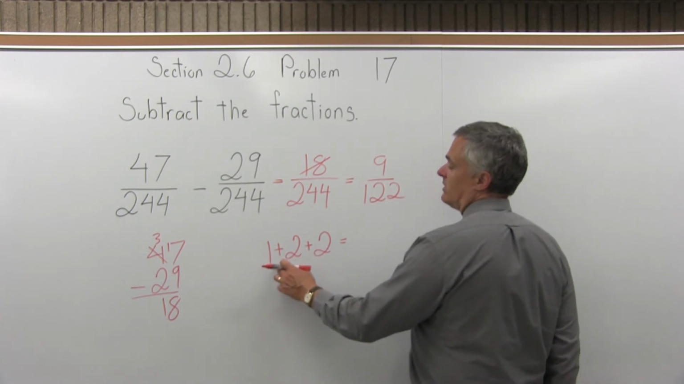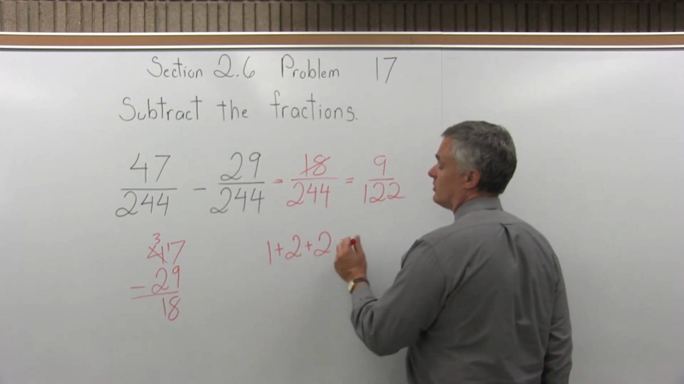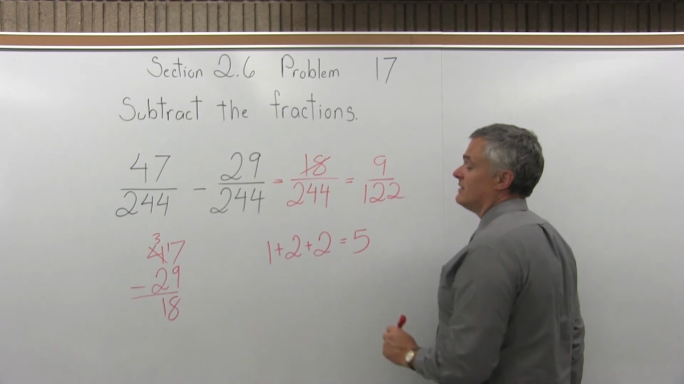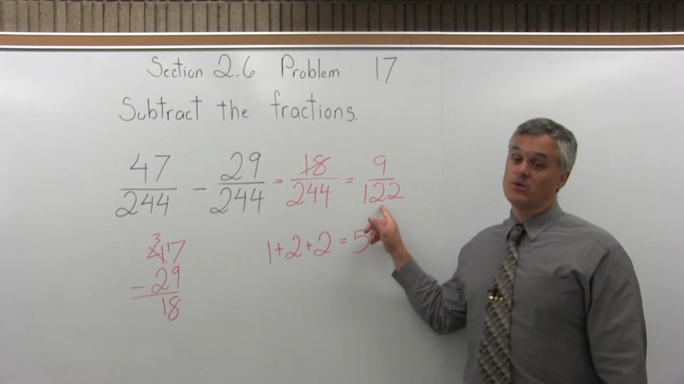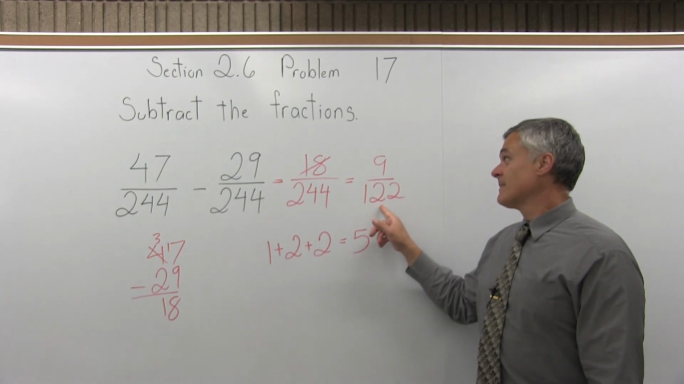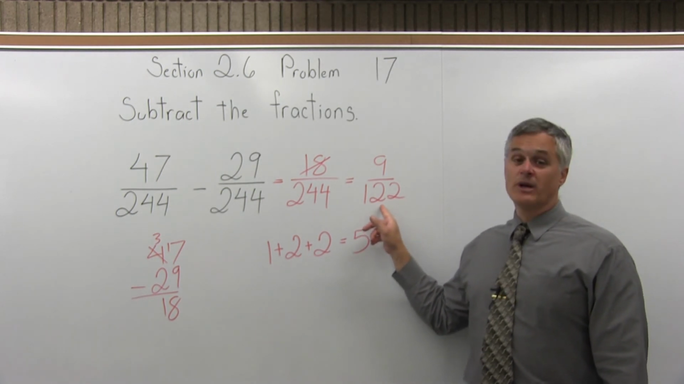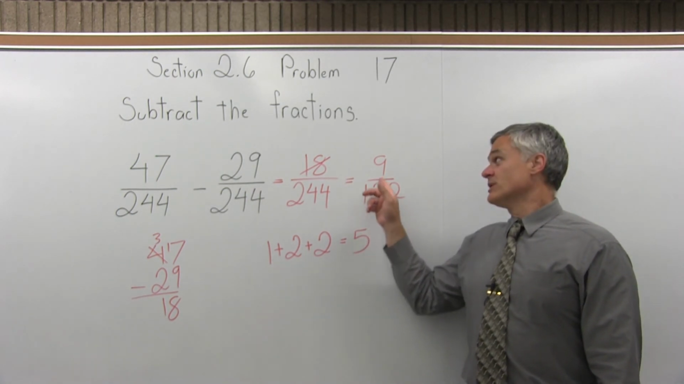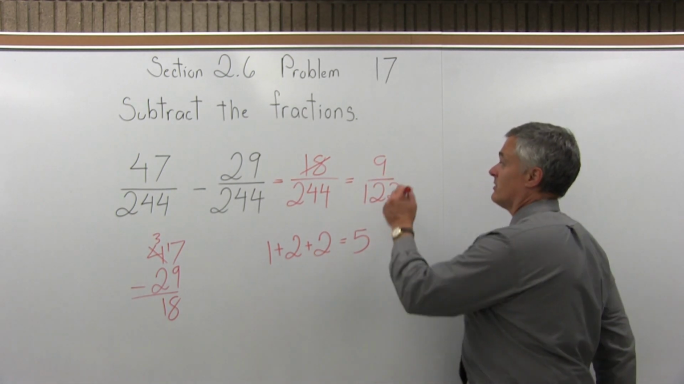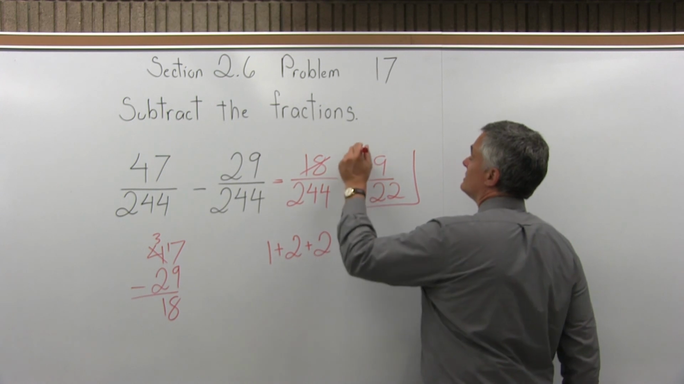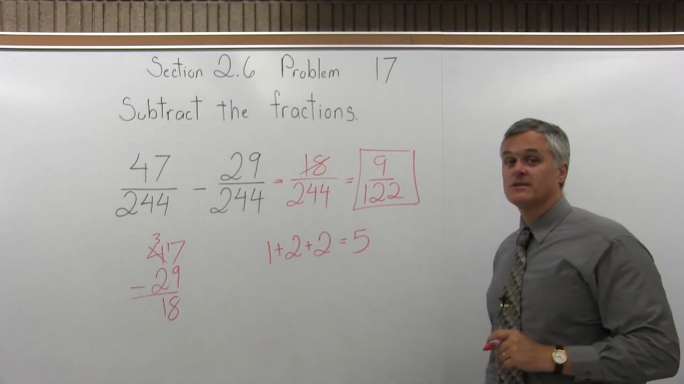So 1 plus 2 is 3. 3 plus 2 more is 5. 3 does not divide into 5 evenly, so it will not divide into 122 evenly. So at this point, there's nothing else really to try that would divide into both the top and bottom evenly. So 9 over 122 is as reduced as our answer will get. That is the final answer.